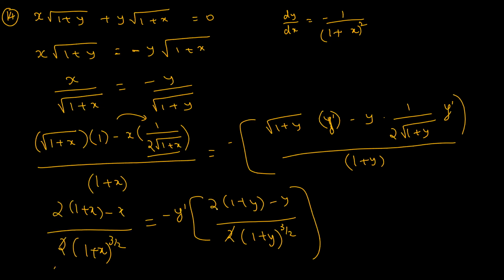So 2 and 2. So you have 2 plus x. You have 2 plus 2x minus x. So 2 minus 2 plus x, and here you have 2 plus 5. Correct? Am I missing something? Okay.